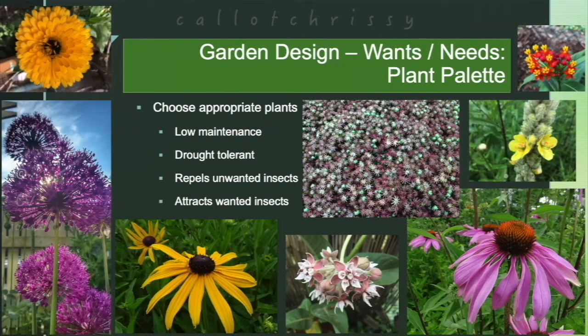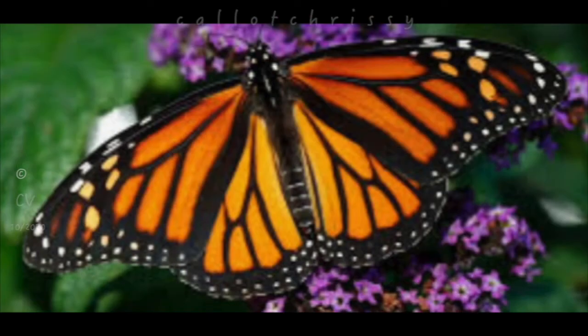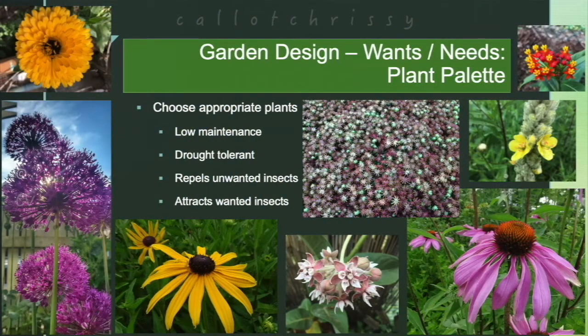Garden design, wants and needs, plant palette. Choose the appropriate plants. Do you want low maintenance, drought tolerant? Do you want it to repel unwanted insects? Do you want it to attract insects like butterflies and bees? I have a list of these types of plants in the comments section.